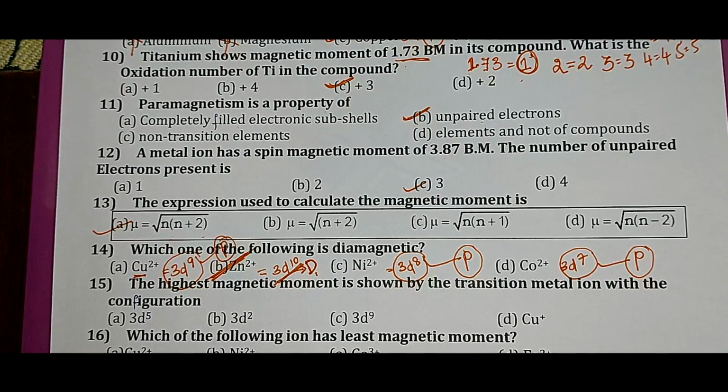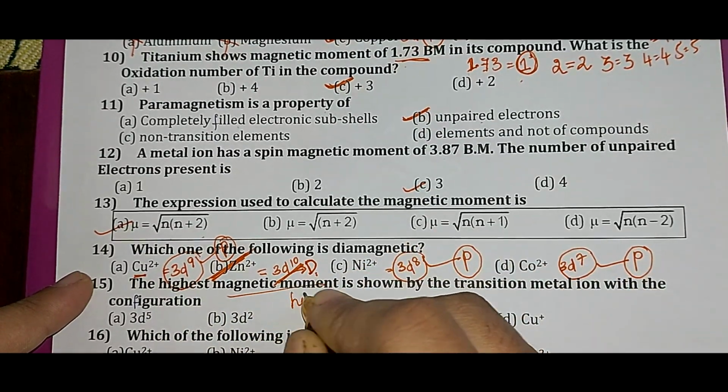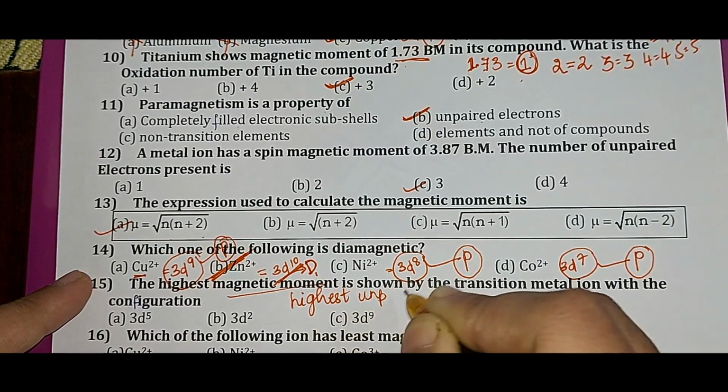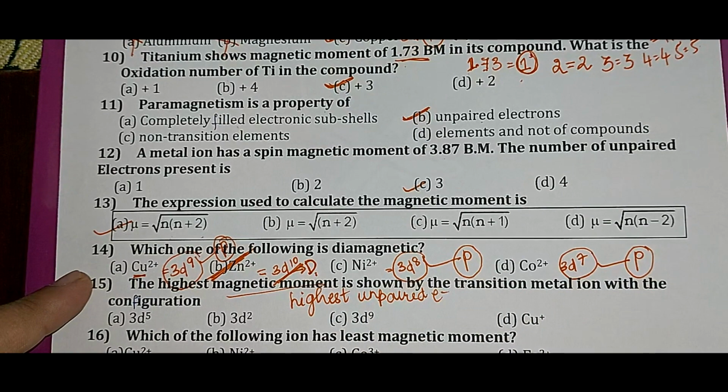The ion is Zn2+. The highest magnetic moment is shown by the transition metal ion with the configuration... So remember, highest magnetic moment is shown by the configuration which has the highest number of unpaired electrons. So the highest number of unpaired electrons are in which configuration? We'll try to find it out.